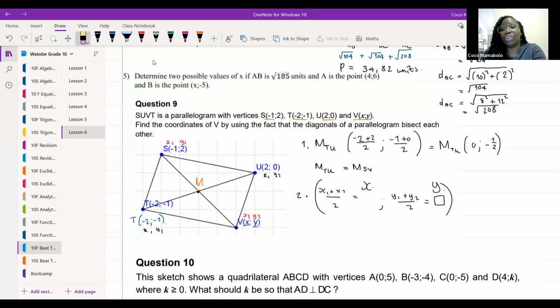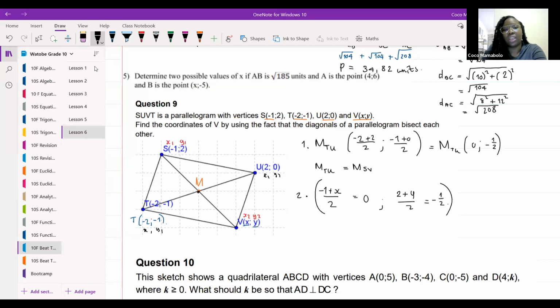You are right on point. Well done, Didi. That's so awesome to see. So we know that our x1 is -1, plus our x2 is x, which we don't know, over 2 is equal to 0. And then our y1 is equal to 2, plus our y2, which is y, over 2 must equal -0.5.